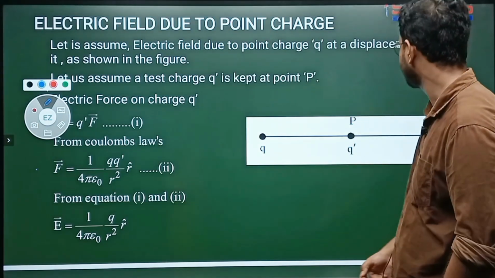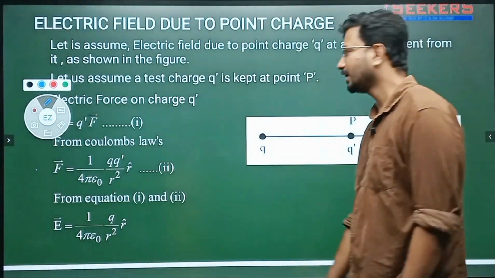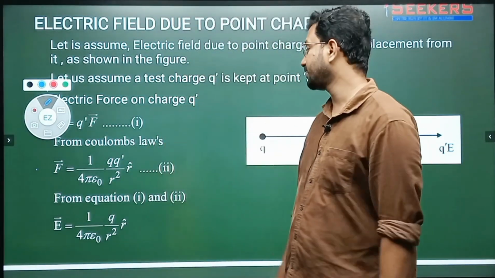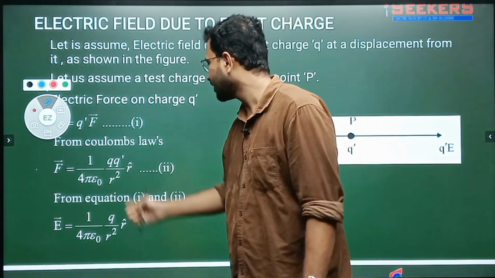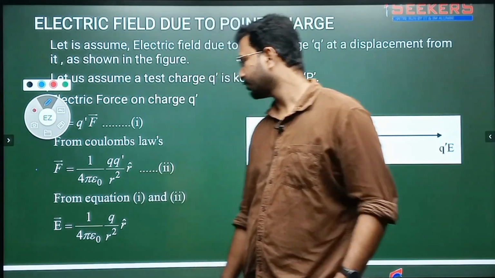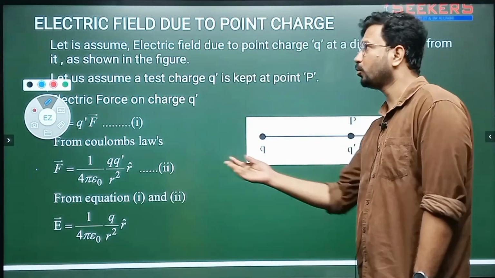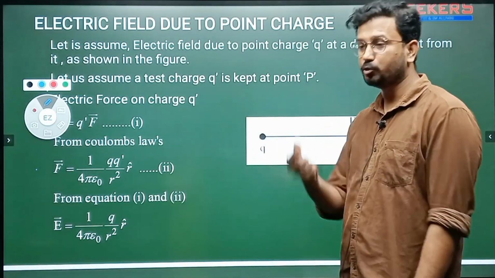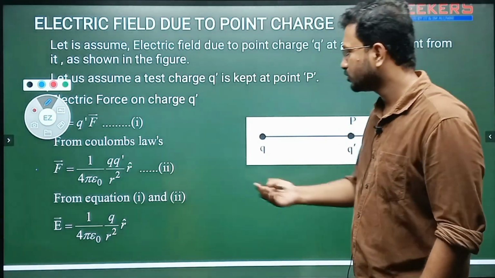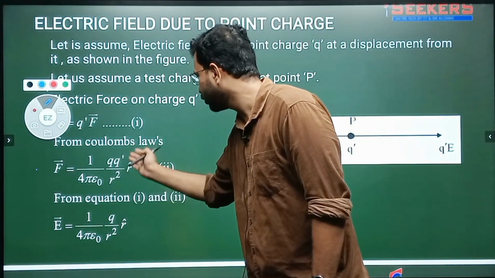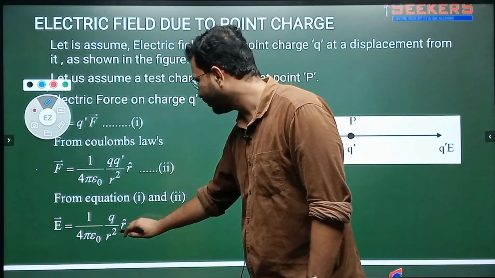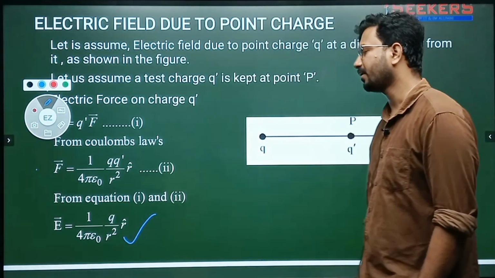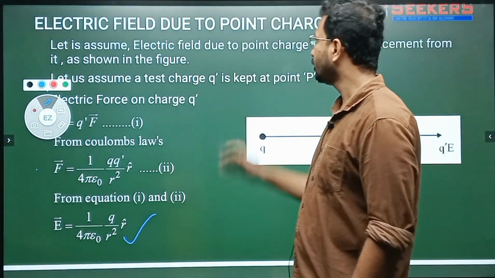Let's assume there is a charged particle Q. If you keep another charged particle Q1 or Q dash or Q2, it will experience a force of 1 by 4 pi epsilon naught Q dash by R square. Just now I told you electric field is basically force per unit charge. In a unit charge, how much force will be exerted? That is 1 by 4 pi epsilon naught Q dash by R square, the force. If you divide by Q dash, it will become 1 by 4 pi epsilon naught Q by R square. So this is the electric field due to a point charge.